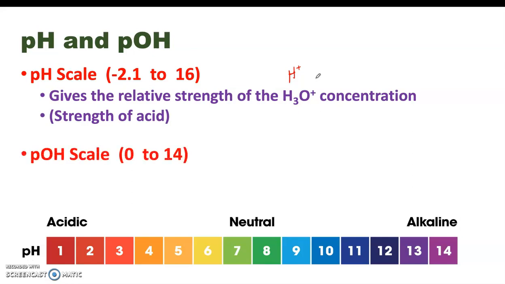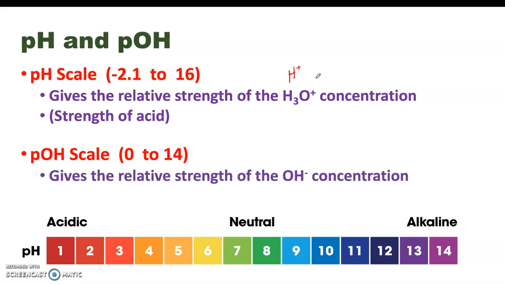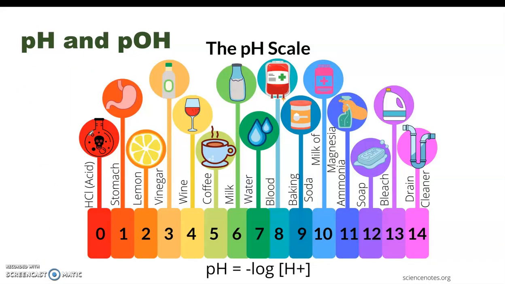And then the pOH scale, there is a pOH scale, is 0 to 14. Well, actually, it can go a little higher and lower as well, but it does give the relative strength of the OH concentration. So we'll learn what the actual p and the H mean in a second. The H refers to the H plus concentration, and you're going to see that the p stands for the negative log, which we actually have the equation here. pH is the negative log of the H plus concentration.